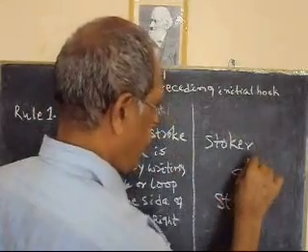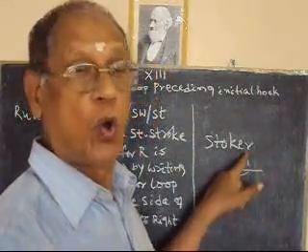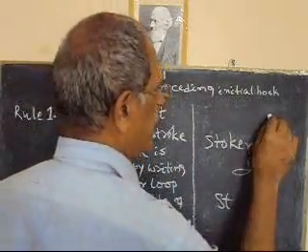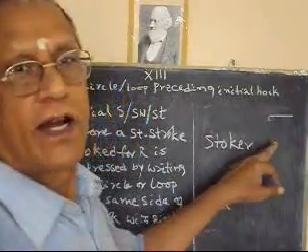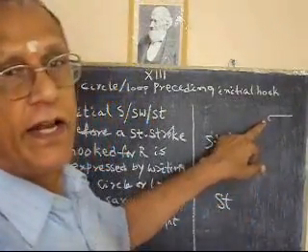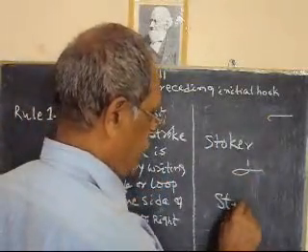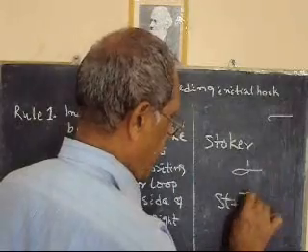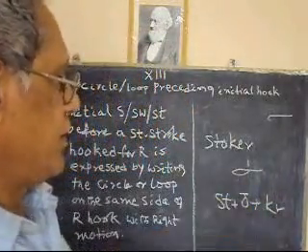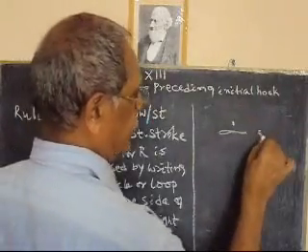Ist, O. Ist O. It is written with the R hook side. Kar is there. Kar. So, we will have to imagine that there is an R sound. Ist plus O plus kar. Stoker.